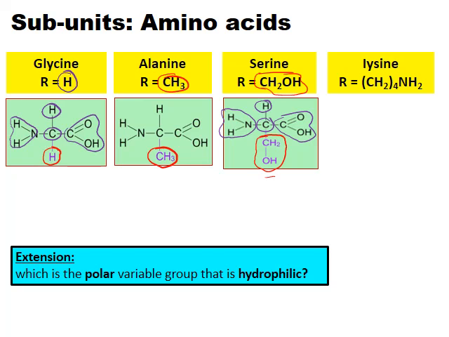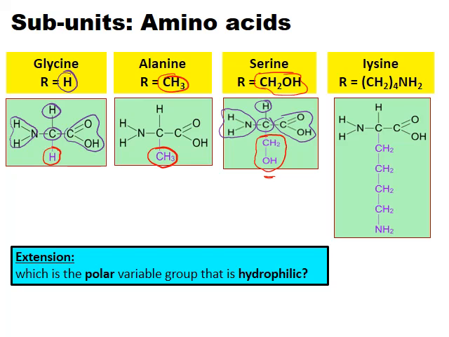Now we know OH groups are polar. And that means that the oxygen has a partial negative charge, or a small negative charge, and the hydrogen atom in the hydroxyl group has a small or partial positive charge. And because water is also a polar molecule, it's going to interact and form hydrogen bonds with this hydroxyl group, and that's going to make serine fairly soluble in water.